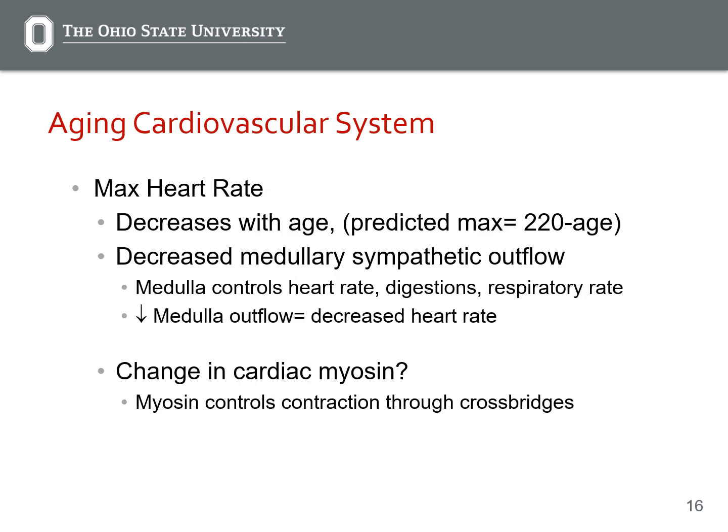So what we see in changes as we age to the max heart rate, we know that it's going to decrease with age, especially if we have predicted, right, 220 minus age. The older we get, the lower our max heart rate predicted is going to be. The reason is there's a decrease in medullary sympathetic outflow. So what that is, we know that the neuromotor control of the heart rate, digestion, and respiratory rate, there's a decrease in that outflow. So if there's a decrease in that neuronal stimulation, we're going to see a decrease in that heart rate.